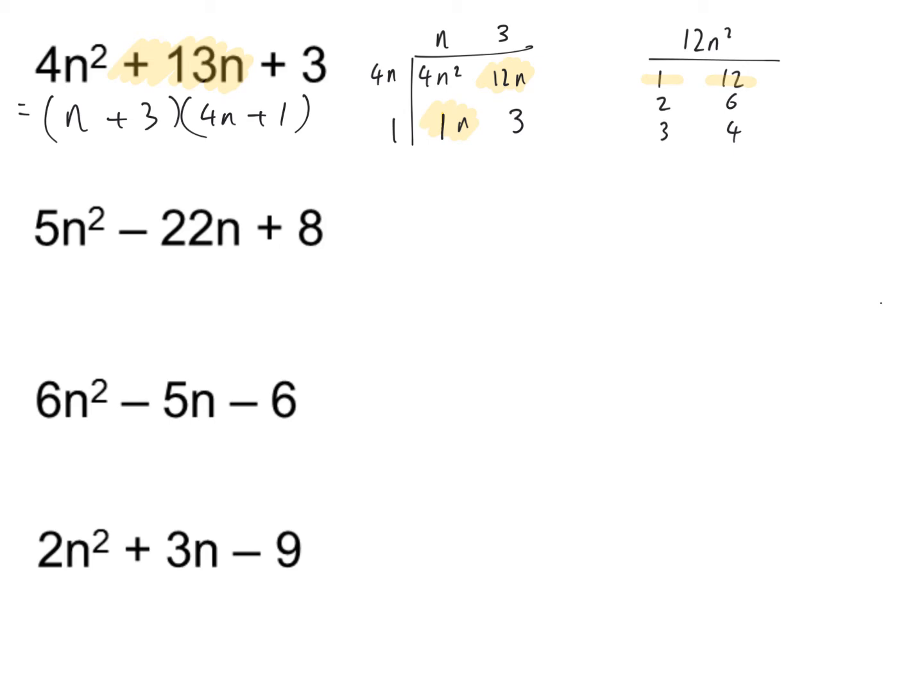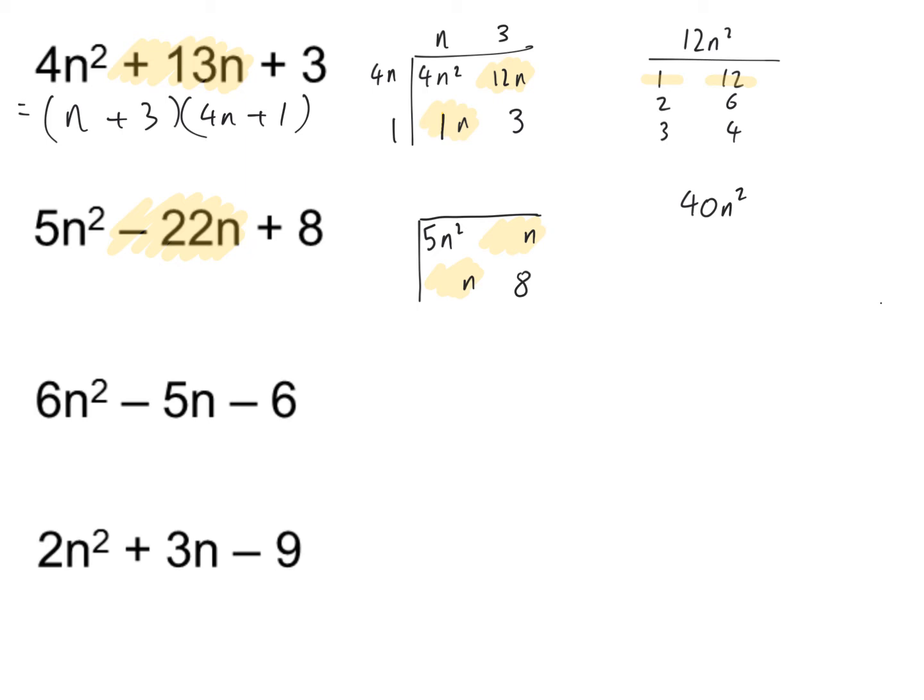Right, second one, we've introduced a negative, but our process is still the same. I'd have a 2 by 2 grid. I know here I'll have 5n squared. Down here I'll have an 8. And in these two boxes I'll have some n's, which will total up to negative 22. So I'm going to have some n's in there. I know these two boxes will multiply together to give the same product as these two. So 5n times 8, that'll give me that 40n squared.